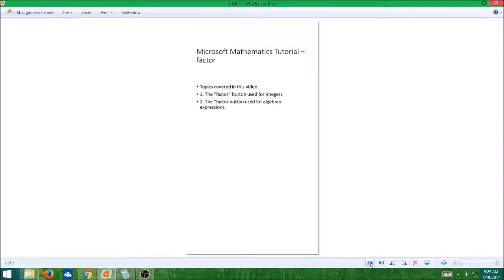Today I've got a tutorial on the Microsoft Mathematics software program, where we're going to talk about the factor button. If you don't have that program, it's really handy if you're doing some math as a student or working with mathematics, and you can download it for free, and there'll be a link in the description of this video. But today I want to talk about the two uses of the factor button, the first being the factorization of integer numbers, and the second being that it allows you to factor algebraic expressions.